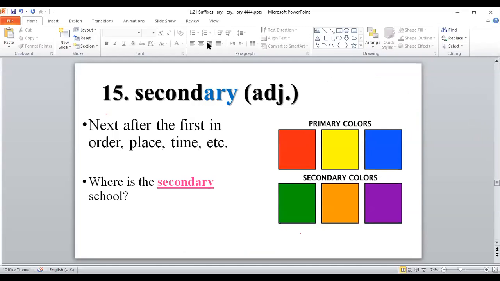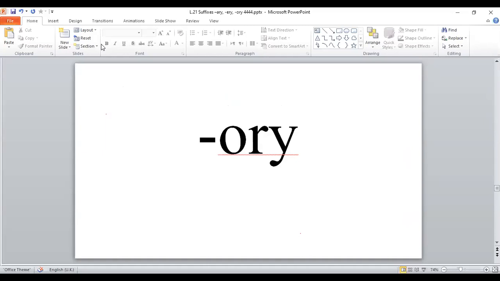Okay. So we said what else? So like here, when I say I need to find the secondary colors, or what are the secondary colors that we should draw with. Then the second part of the suffix will be ory.